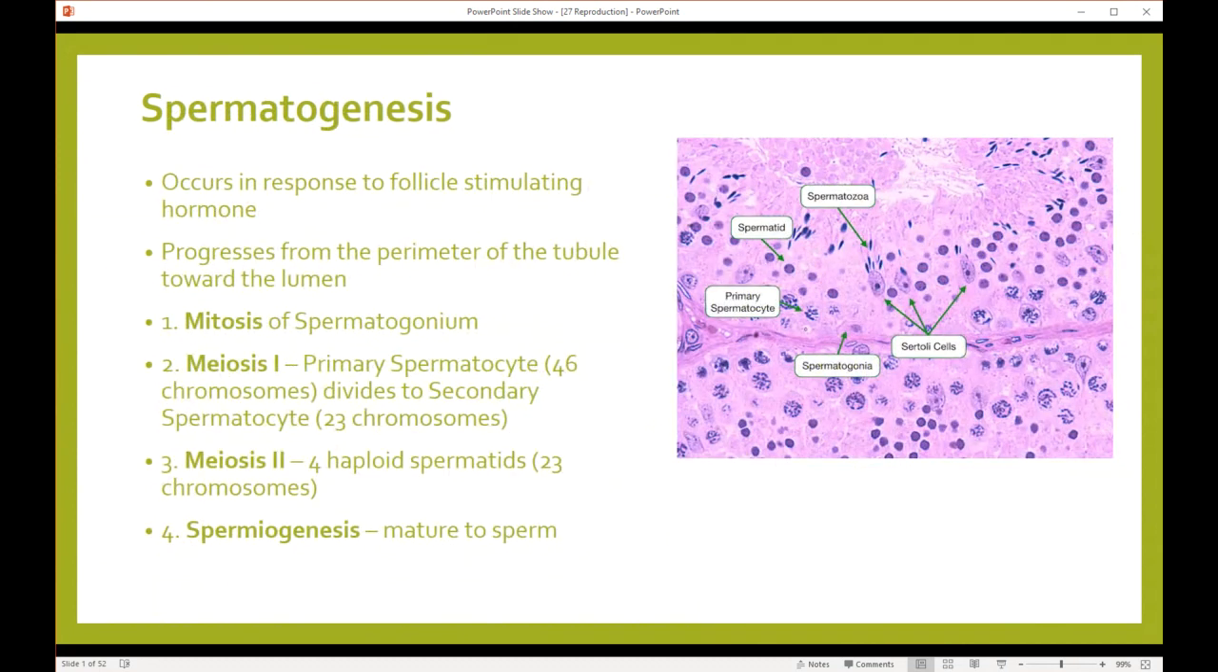Spermatogenesis occurs in response to follicle stimulating hormone, that's FSH. It progresses from the perimeter of the tubule towards the lumen. So remember, we have the mitosis of the spermatogonium along the outside. Then we have this primary spermatocyte. They've completed meiosis 1. We have the haploid spermatids, and then spermiogenesis is where they mature to sperm.